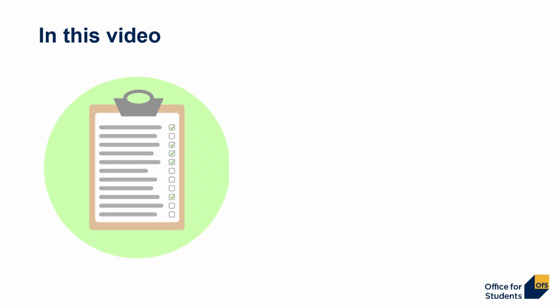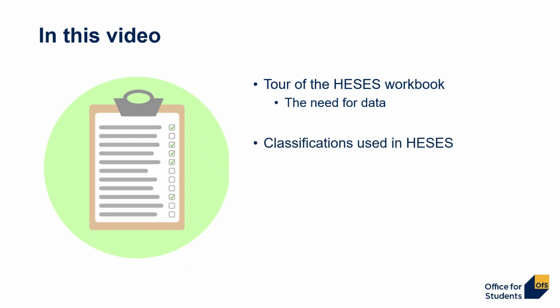In this video, we're going to take a quick look at the structure of the HESES workbook. This is defined by the type of data that we need to collect for our funding calculations. To show the classifications of data we gather, and in order to get oriented, we'll take a quick tour of the workbook's 4 tables. This allows us to go on to explore the definitions that you will need to understand and use when completing the HESES workbook.